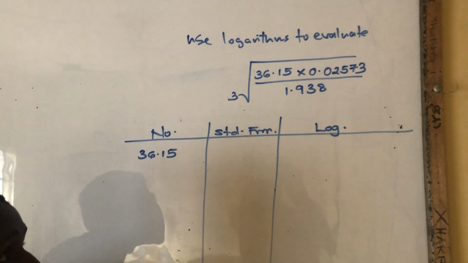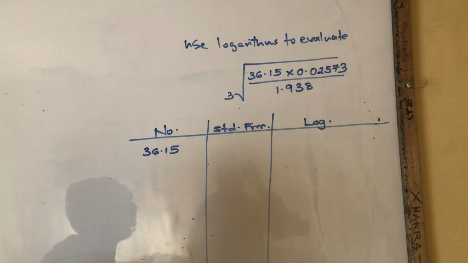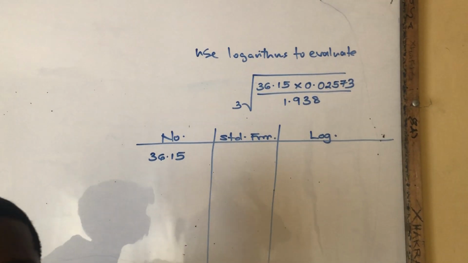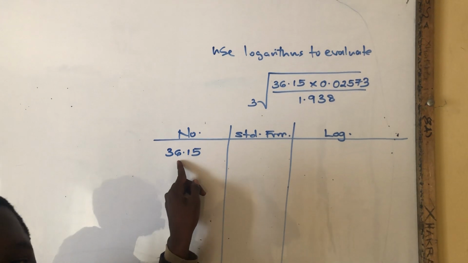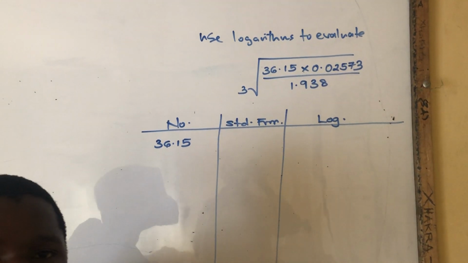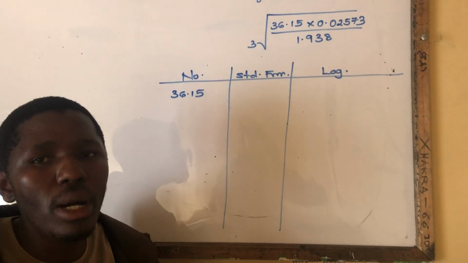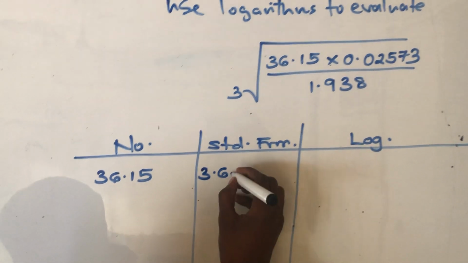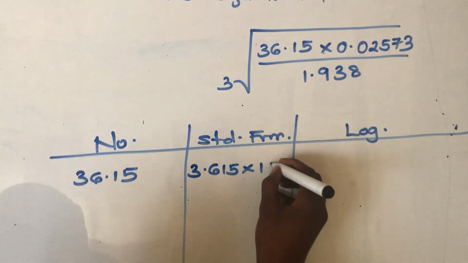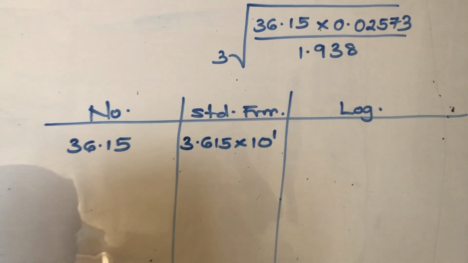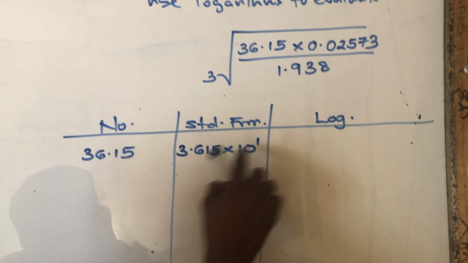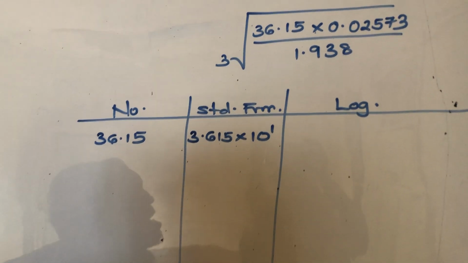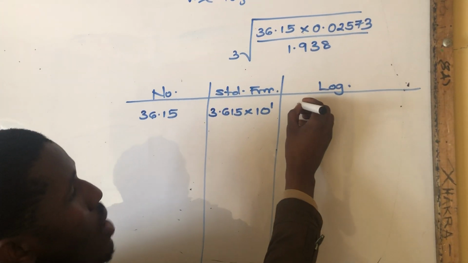How do we find the log of 36.15? The student is required to start by expressing this number in standard form. So what will be this number in standard form? 3.615 times 10 to the power of 1. This one, like we had said earlier on, will become our characteristic.